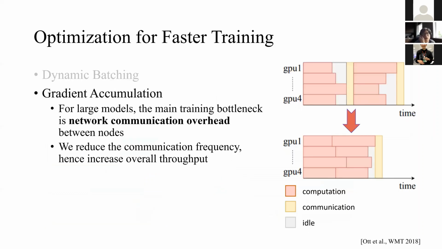Next, the second technique we use is gradient accumulation. For a large model trained on multiple GPUs, or even scaling across multiple nodes, the bottleneck would be the cross-GPU or cross-node communication. This figure shows conventional all-reduce distributed training. The pink represents the actual computation of the model, and the yellow is communication of parameter gradients. We can reduce communication frequency, hence increase the overall training throughput.